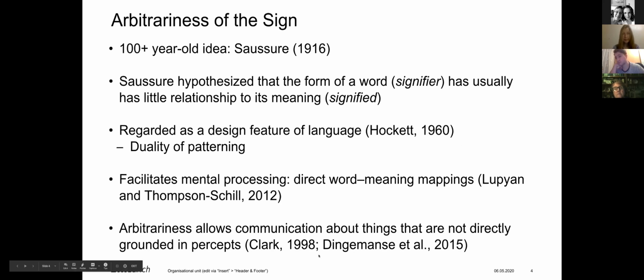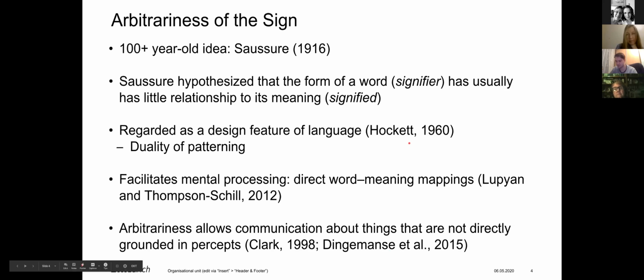So these citations down here, do I have my pointer? Yeah, these citations down here view it as a really good idea, a great invention in the scope of language processing, because it allows you to communicate things that are not directly grounded in percepts. Otherwise, if we didn't have arbitrariness of the sign, we would be stuck to things like onomatopoeia, like the fact that a cow's moo sounds like the word moo.